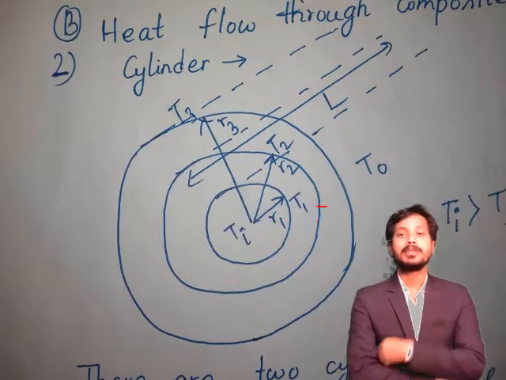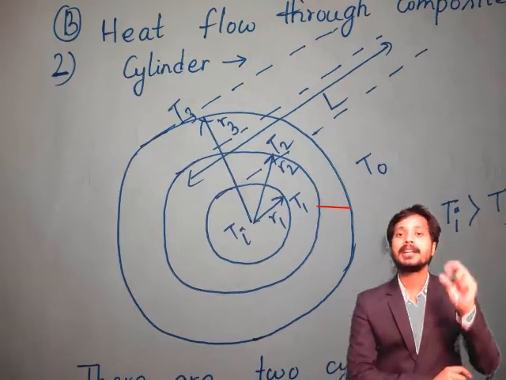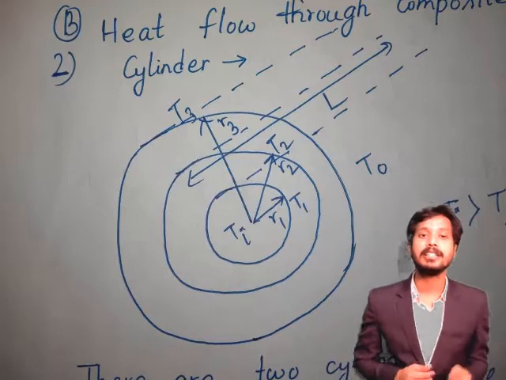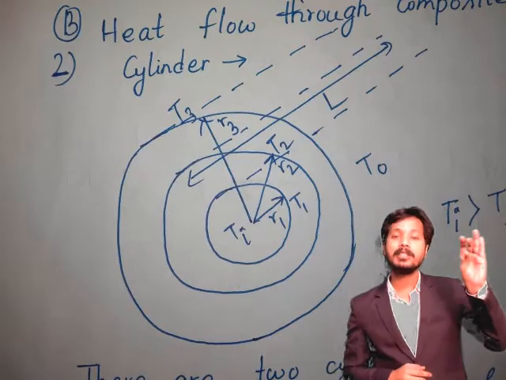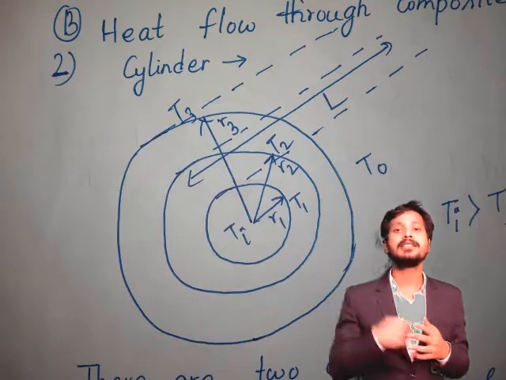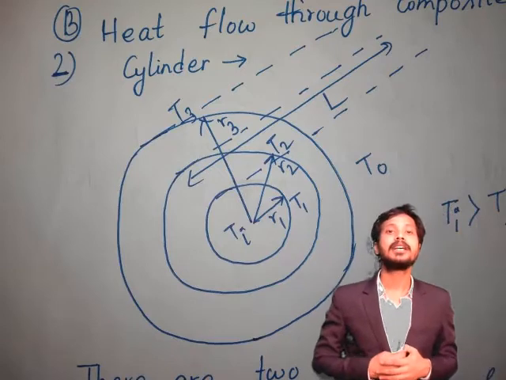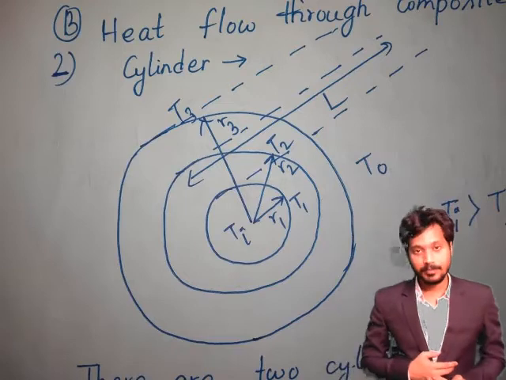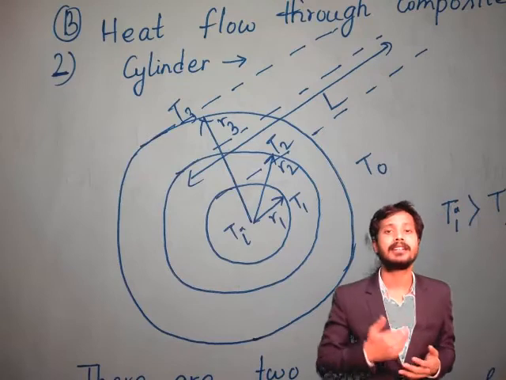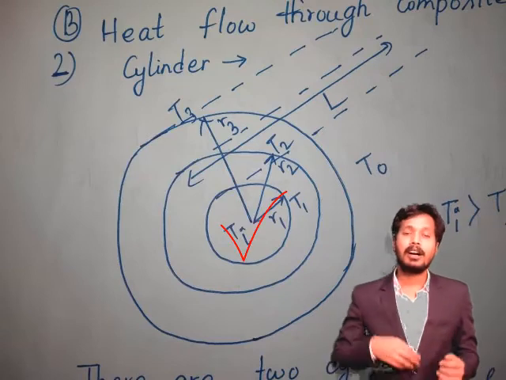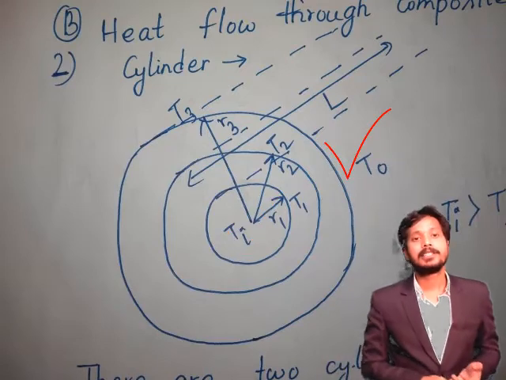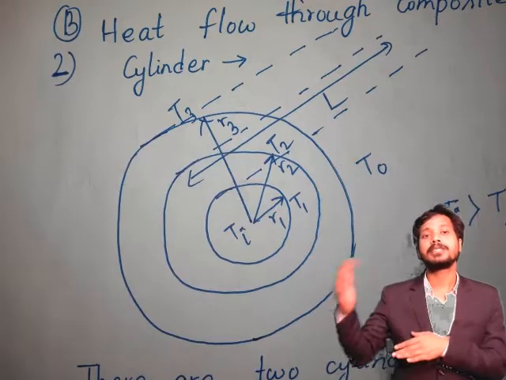And what is the thickness of the second cylinder? That is R3 minus R2. R3 is the outer radius, R2 is the inner radius, so the thickness of the second cylinder is R3 minus R2. Next, we take the length of the cylinder as L, and the same condition that inside the first cylinder air is present, and outside the second cylinder air is present.